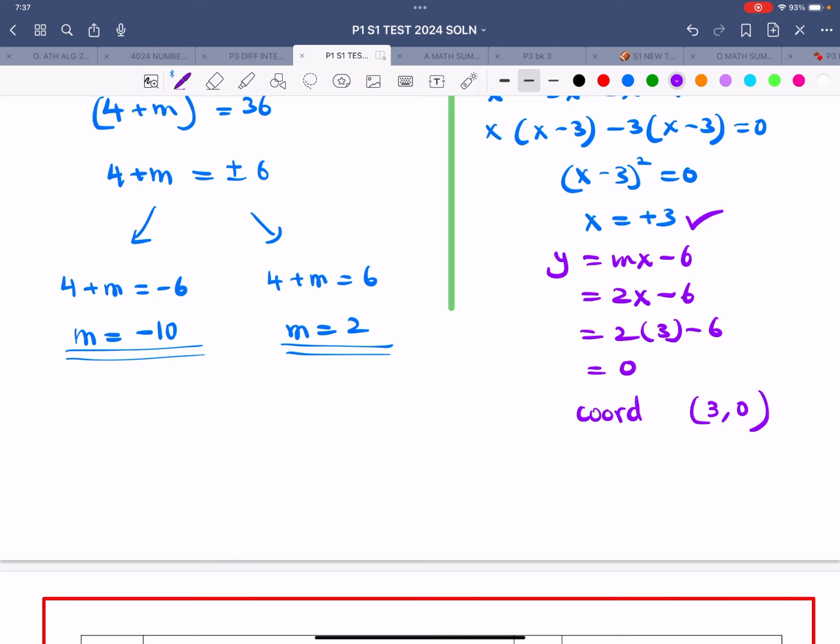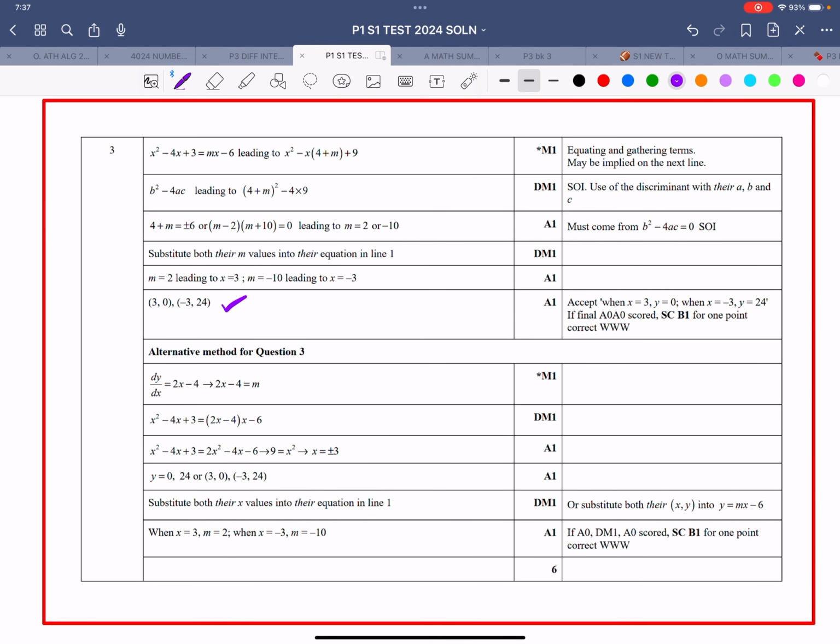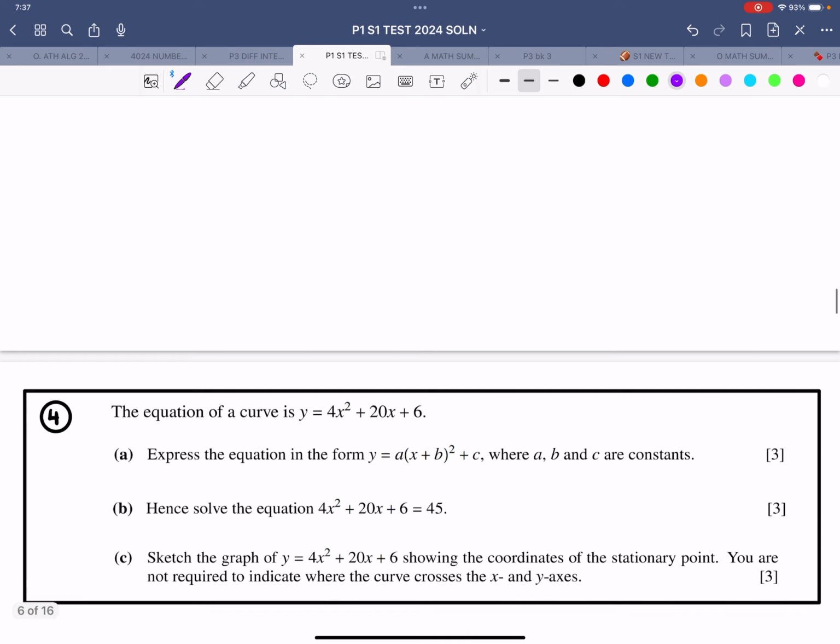So let's double check. One answer is (3, 0). The other answer is (−3, 24). (3, 0), (−3, 24). All good. This is done based upon quadratics. We have not yet studied differentiation. This is based upon the concept of differentiation, but we are not going to discuss this one at the moment.